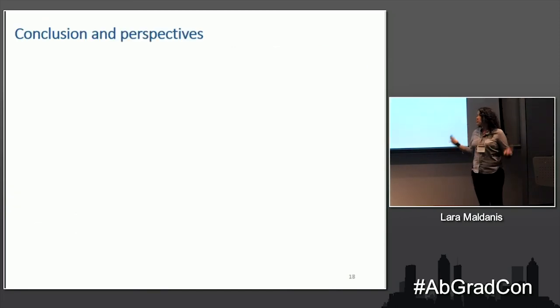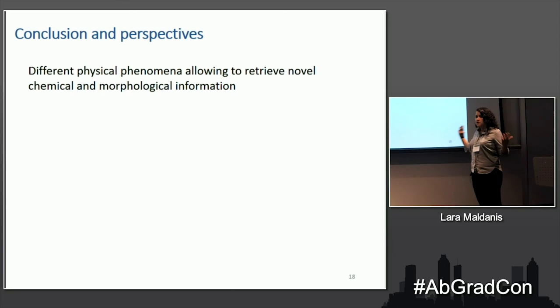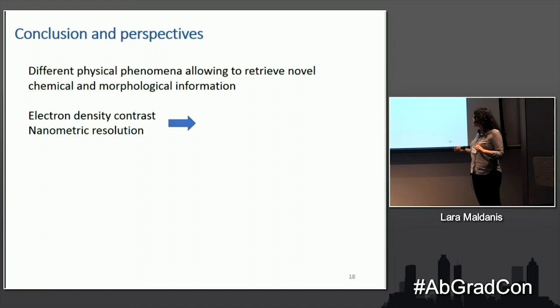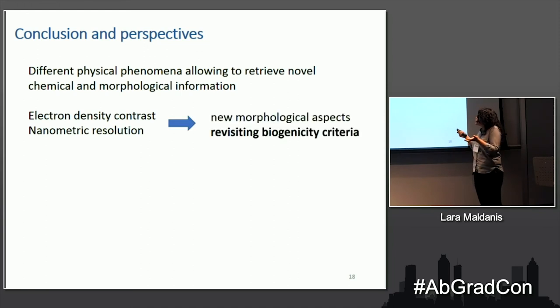So conclusions. Using these different physical phenomena is allowing us to retrieve novel chemical and morphological information of microfossils. The electron density contrast that we can achieve with ptychography, associated with the nanometric resolution that we can also have with the technique, is able to give us some new insights into the morphological aspects. And now we are able to start revisiting the biogenicity criteria that were defined with the lower resolution imaging.